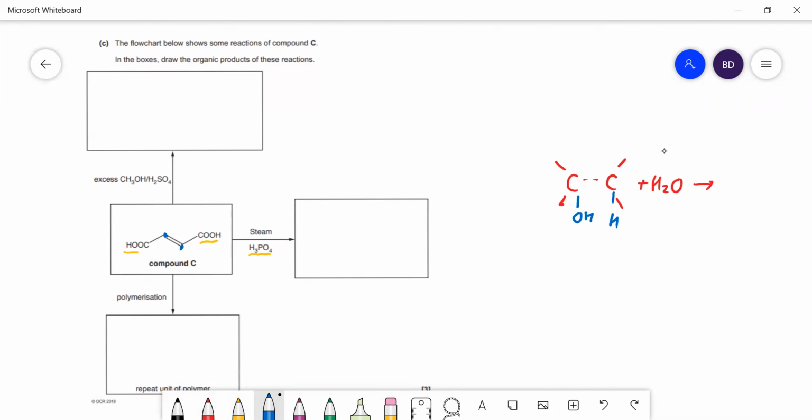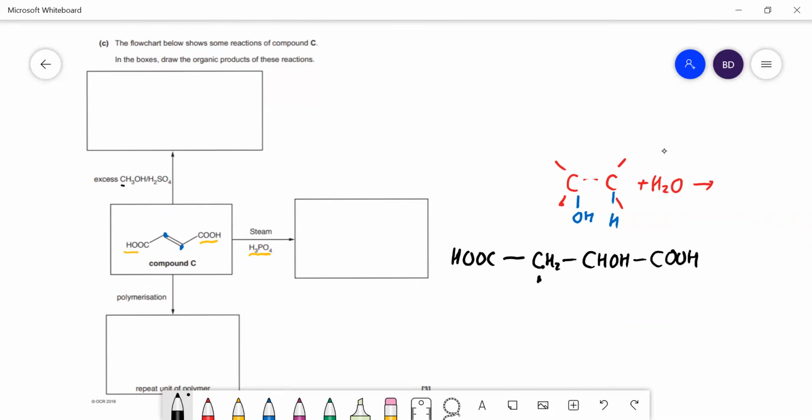So the product is going to be, I'll draw it outside the box because it's too small. That's going to be CH2, that's going to be the alcohol, and that's going to be the carboxylic acid. That's the product you're going to get. It doesn't matter whether it sticks on that carbon or the other one because it's symmetrical.